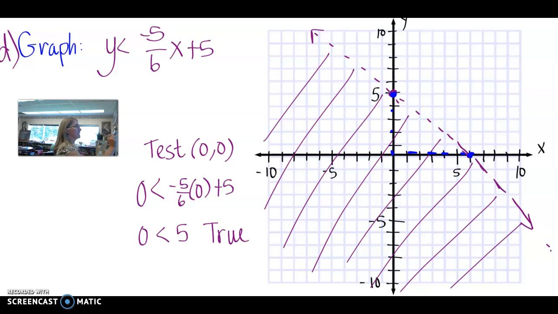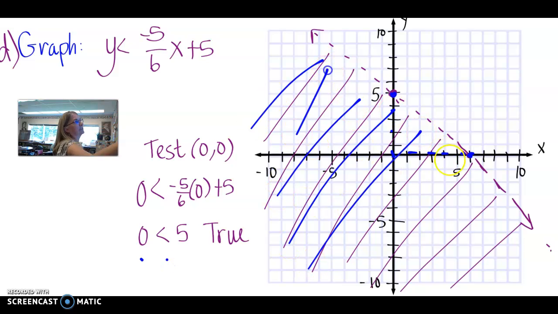I picked a test point, again, of 0, 0. It made it true, because you end up with 0 is less than 5, which is true. And so you shade this half of the plane.